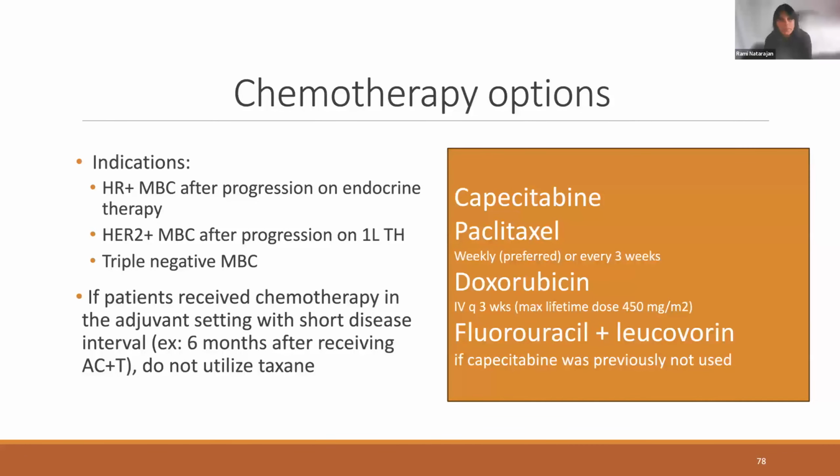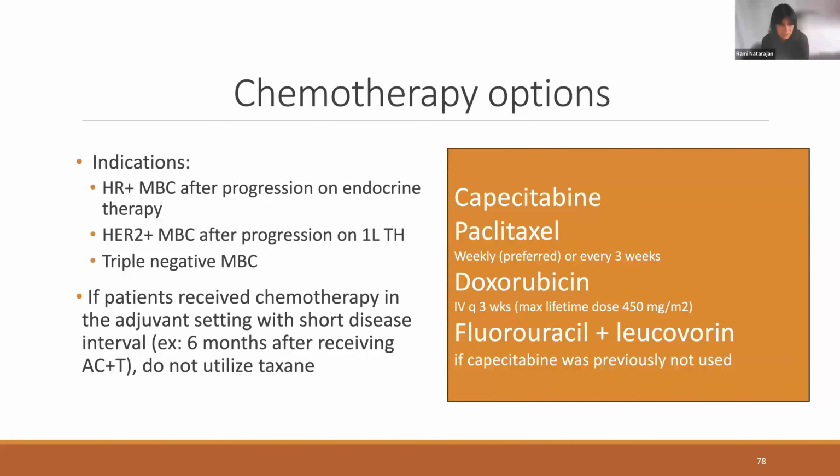So it depends on the context, but the chemotherapy options include capecitabine, taxane, doxorubicin, and fluorouracil plus leucovorin if capecitabine was not used. And these can be used for hormone receptor positive metastatic breast cancer after progression on endocrine therapy. It can also be used in triple negative breast cancer and HER2 positive metastatic breast cancer after first-line progression on THP.